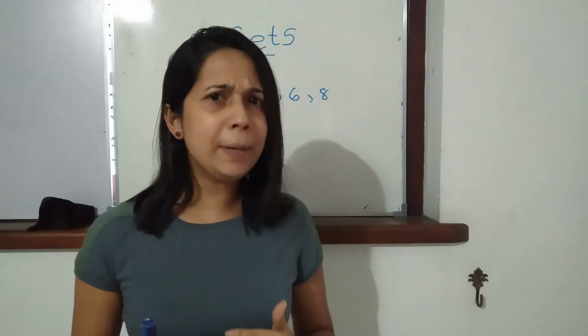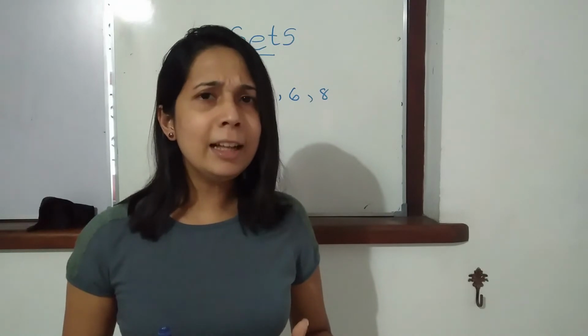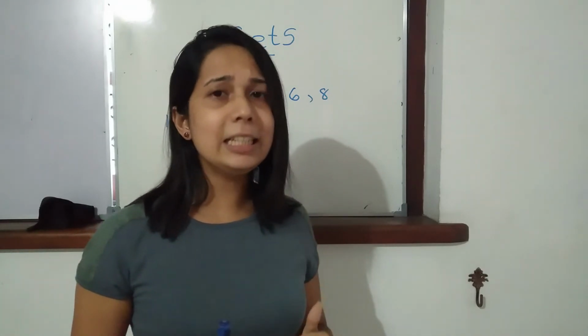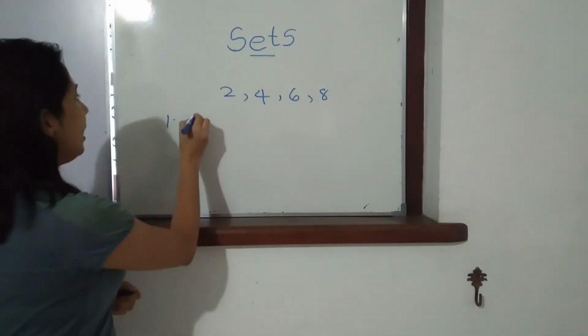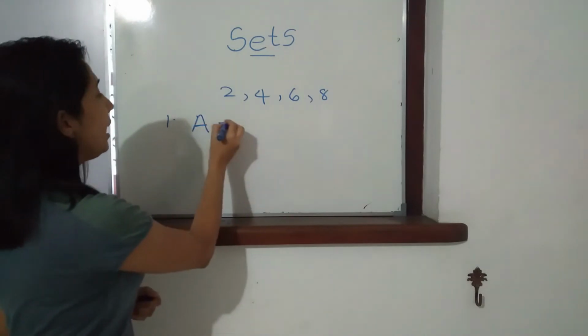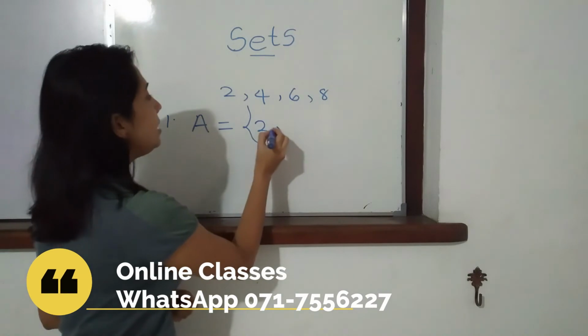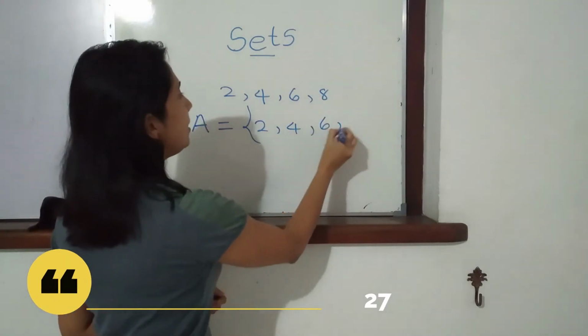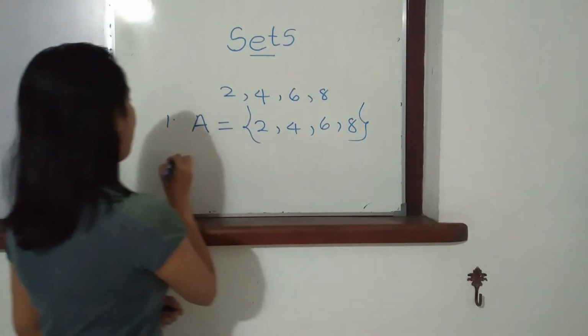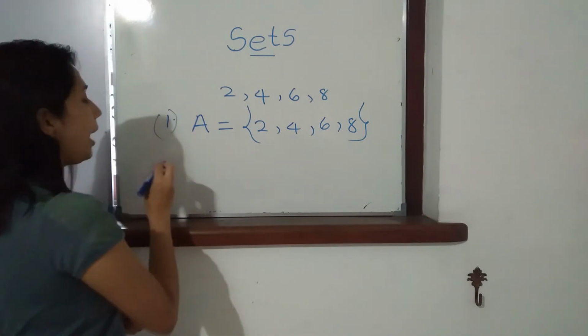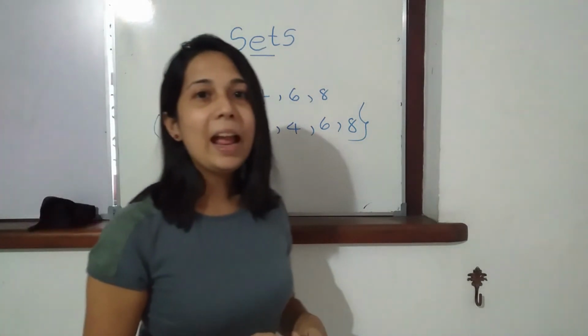How do we name a set? We have to use a capital English letter, so I take A. Now I am writing these elements within curly brackets. This is the first way.